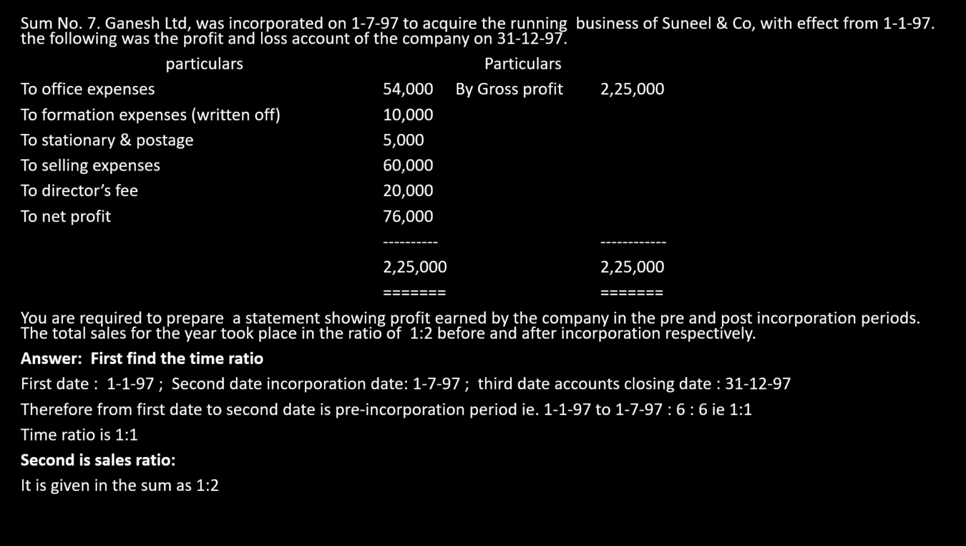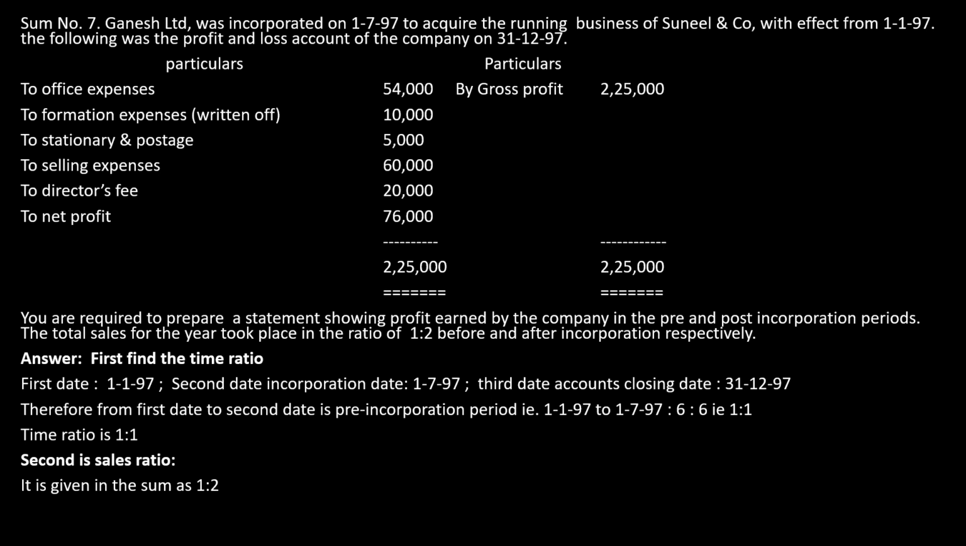Now we'll do a sum. Ganesh Limited was incorporated on 1/7/1997 to acquire the running business of Sunil and Co. with effect from 1/1/1997. The following was the profit and loss account of the company on 31st December 1997. The profit and loss account is given as the following.